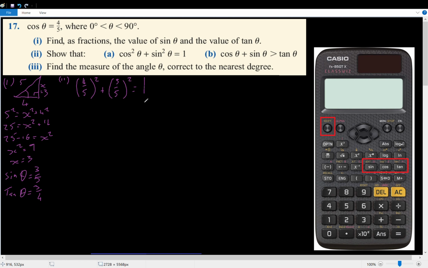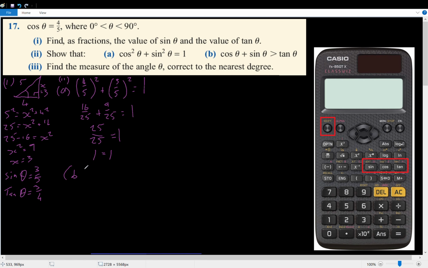That's equal to 1. And if we then multiply these out, 4/5 squared is 16/25, and 3/5 squared is 9/25. 16/25 plus 9/25 is 25/25. And 25 over 25 is equal to 1. So we get 1 equals 1. So we have shown exactly what we were asked to show, that cos squared theta plus sine squared theta is equal to 1. So that was part A.